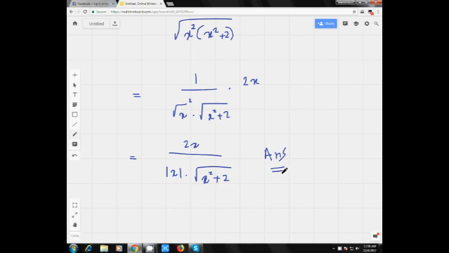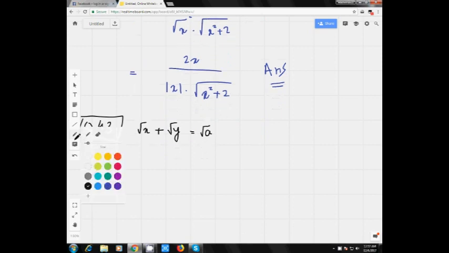Question number 42 is of the same kind, and this has to be done by yourself, and I will solve out question number 43. Question number 43 is square root x plus square root y equal to square root a.